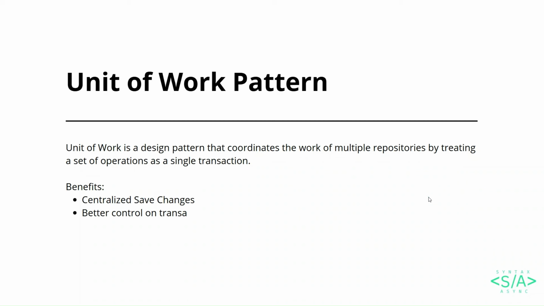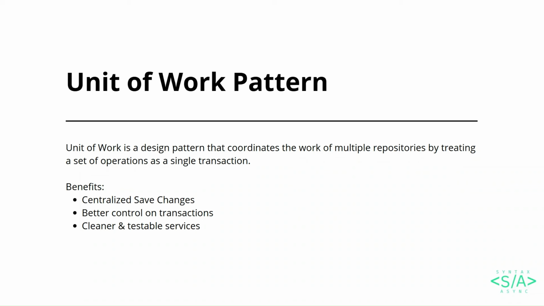Unit of work is a design pattern that coordinates the work of multiple repositories by treating a set of operations as a single transaction. If we talk about the benefits, we can keep all the repositories in one centralized class, and it helps you better control the transaction. It also provides cleaner and more testable services.